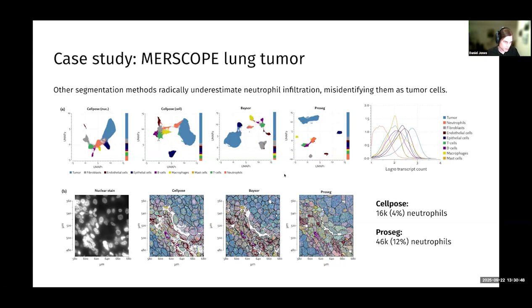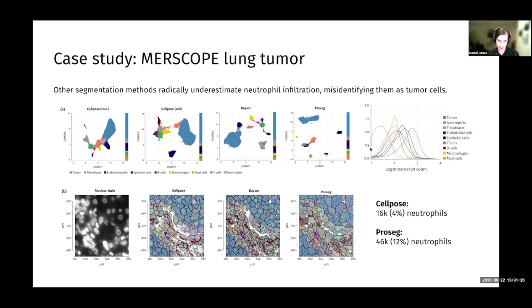But one of the pretty consequential differences we noticed is that in trying to annotate neutrophils, we have dramatically more neutrophils in Proseg when compared to, for example, Baysor or Cellpose. Here we had 16,000 in Cellpose and 46,000 in Proseg. The reason we think this happens is exactly what I described earlier, where a very high-count cell can smother out the signal from a low-count cell. In this particular data, neutrophils have very low transcript counts.